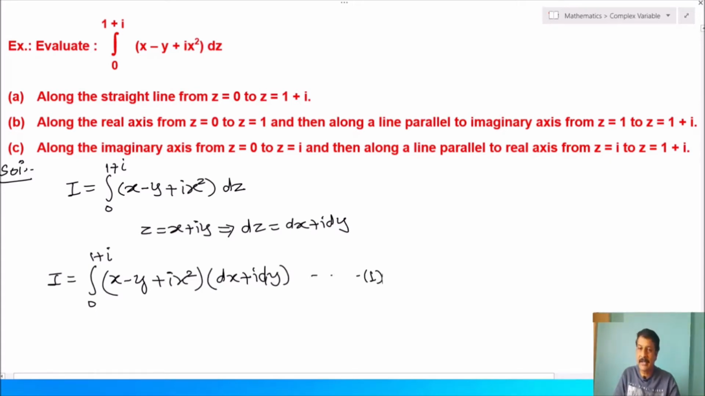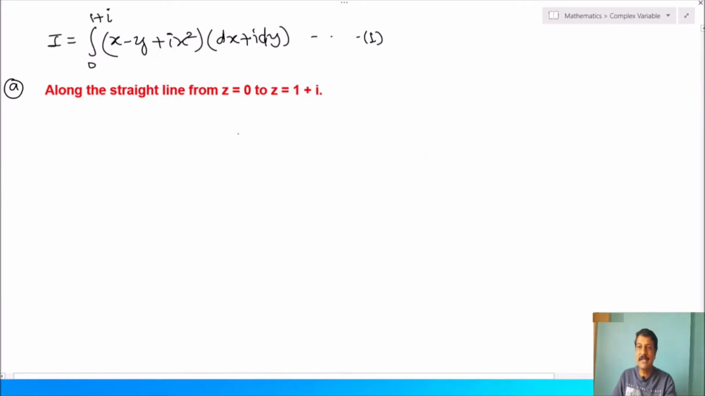Now take the first path, that is along the straight line from z equal to 0 to z equal to 1 plus i. Straight line. If we draw the straight line, let's see the graph here, x axis, y axis. Here z equal to 0 means 0, 0, and z equal to 1 plus i. If we consider this is the point O, and 1 plus i means this point, along the x axis 1 and the y axis 1, so I am getting this one. If we consider this point is A and join this 0 to A, it is a straight line.